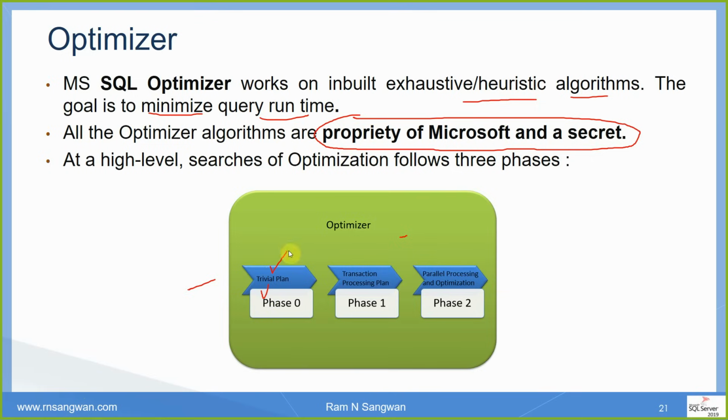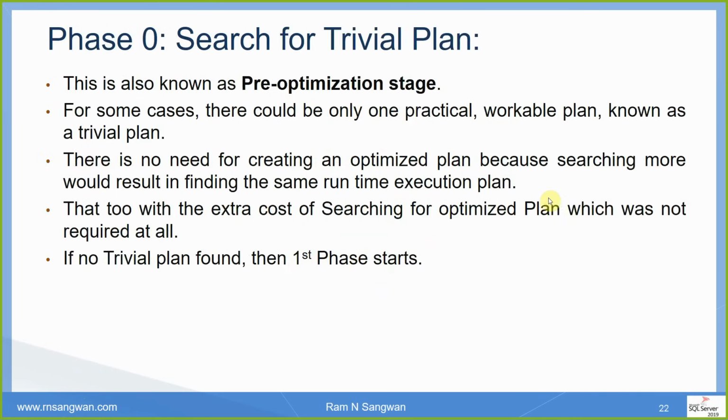Phase 0, that is trivial plan. Then transaction processing plan, that is phase 1. And then we have parallel processing and optimization, phase 2. We'll understand these three phases. Phase 0, search for trivial plan. What does it mean? It is also known as the pre-optimization stage. For some cases, there could be only one practical workable plan, known as a trivial plan.